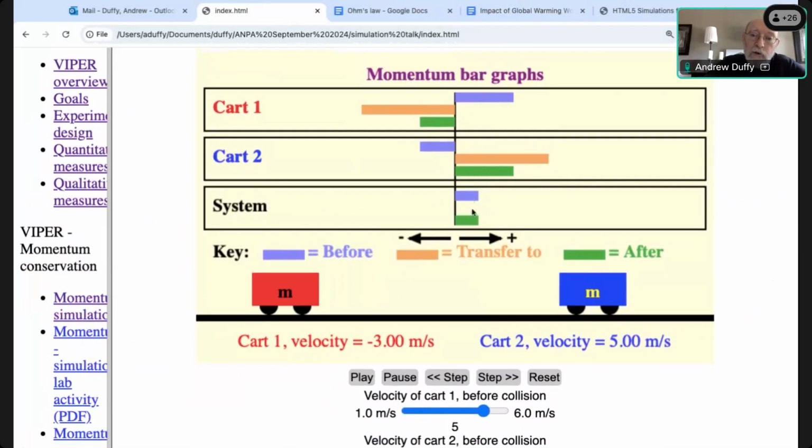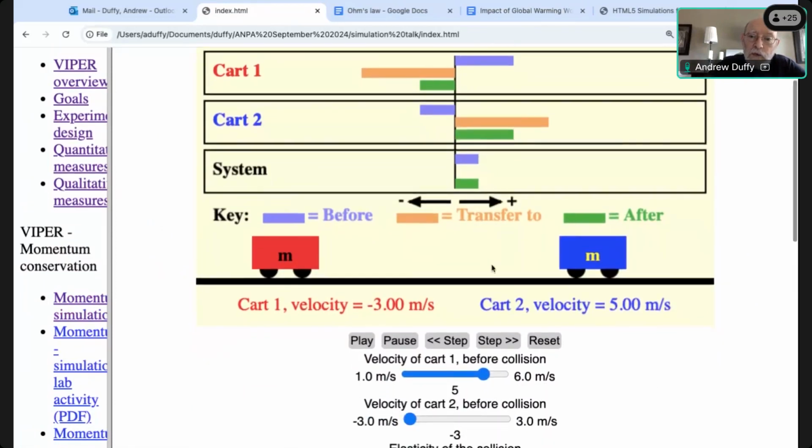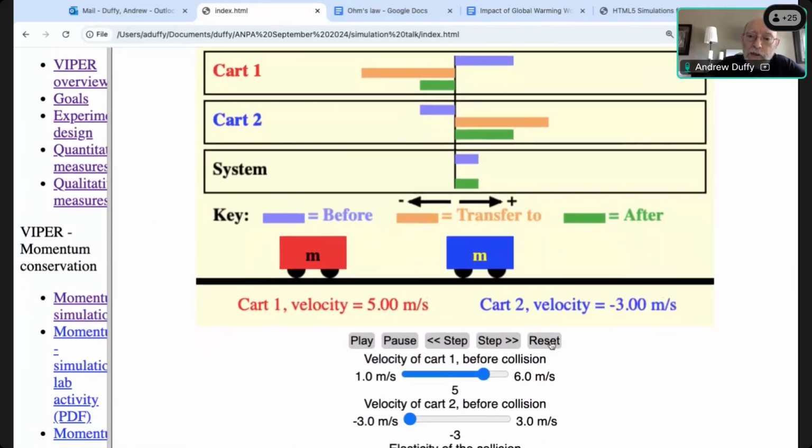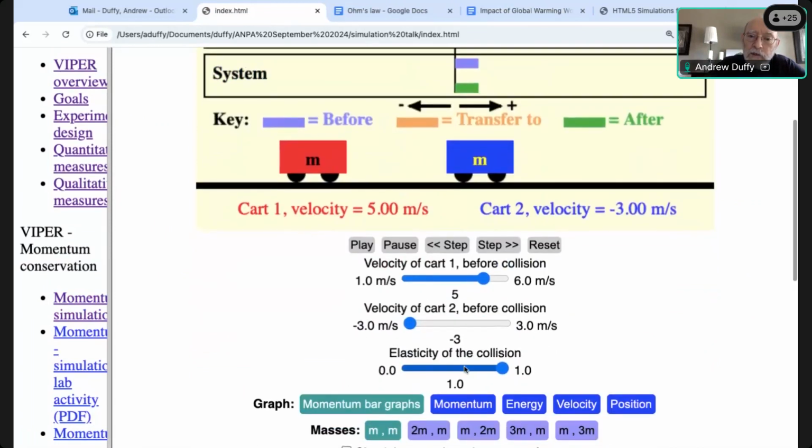The before and after for the system should always be conserved here in our simulation. What are these orange lines? This is the momentum transferred to cart 1 by cart 2. And this line here is momentum transferred to cart 2 by cart 1. So those should always be equal and opposite, which is why the system doesn't have any. There's no net external force coming to the system, so that's always 0. And we can reset this, and we can run it again with a different elasticity.